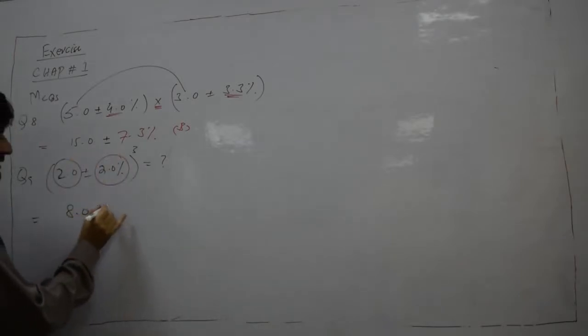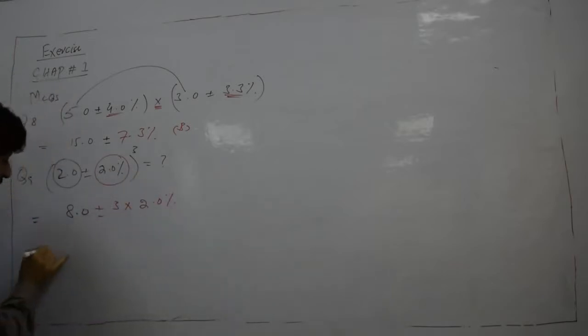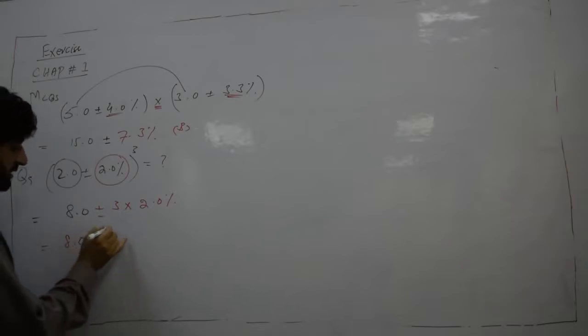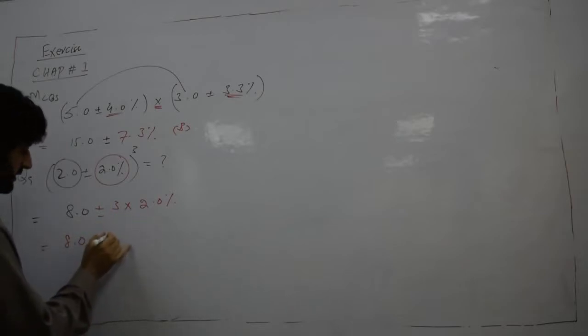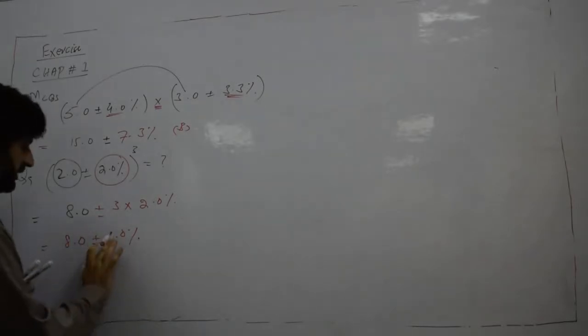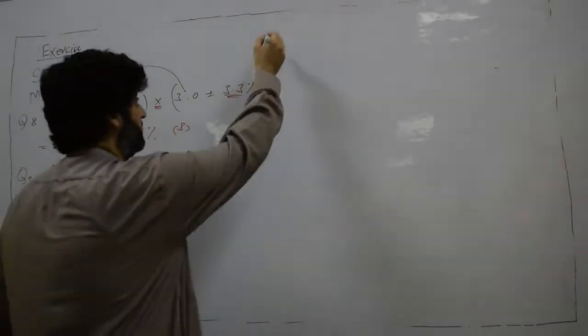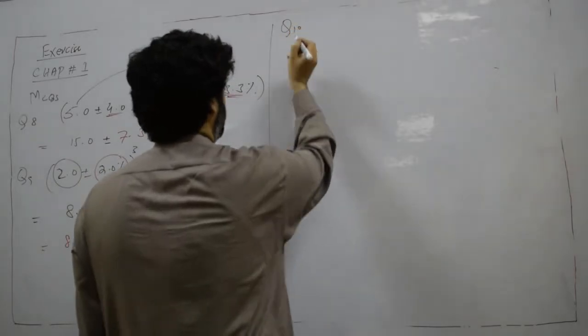The power rule is power multiplied by the percentage error. So it will be 8.0 plus minus... multiply the percentage error with the power. So 3 multiplied by 2 is 6. Sorry, it is 6.0%. So option D is the correct answer. This is MCQ number 9. Now come towards MCQ number 10.